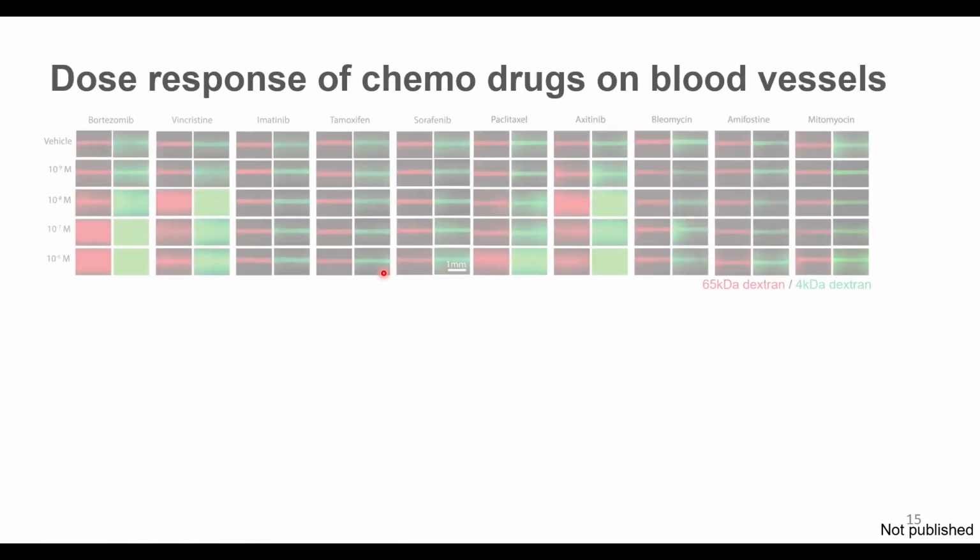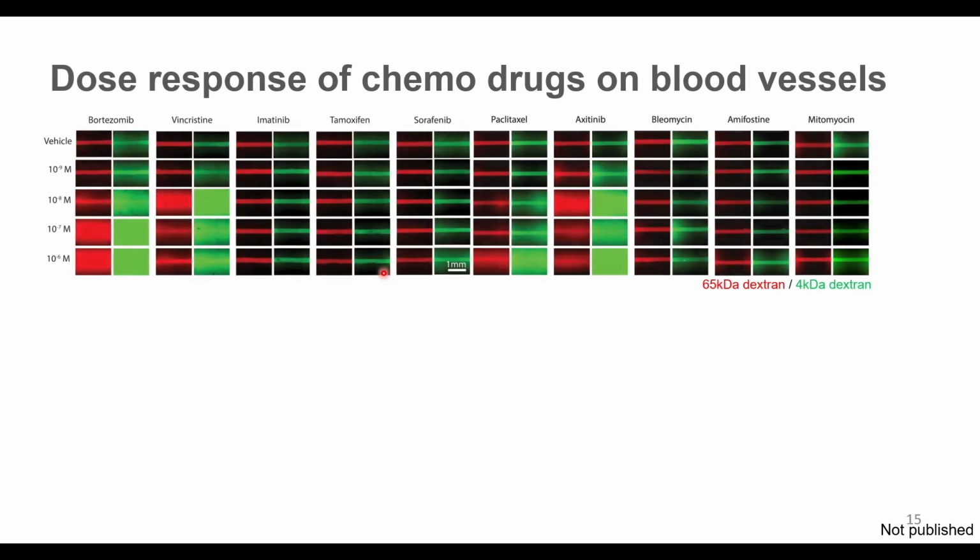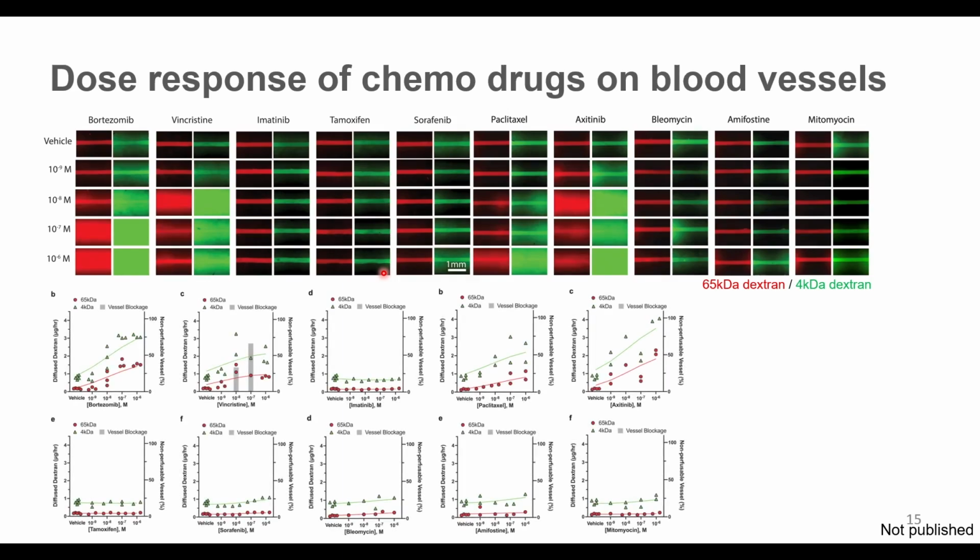Using this, we looked at 10 different chemotherapeutic drugs at 5 different dosages, and we were able to generate this kind of dose response curve for these chemotherapeutic drugs. You can clearly pick out the vascular toxic drugs, this one here, this one, and these two here, just by looking at the dose response curve.